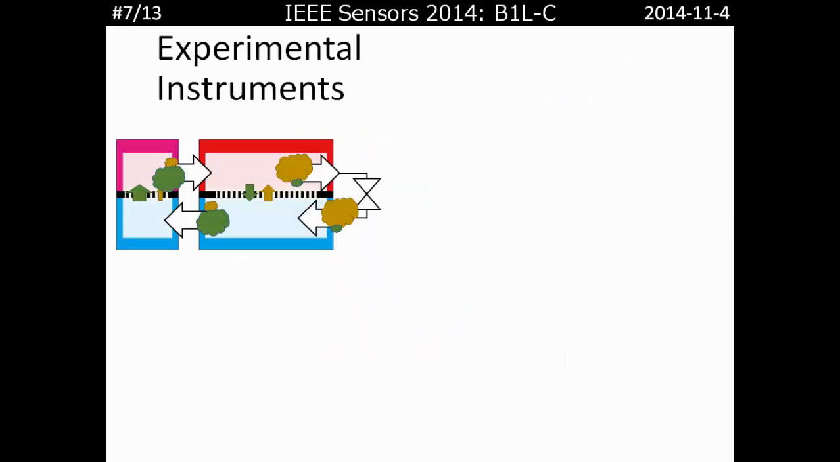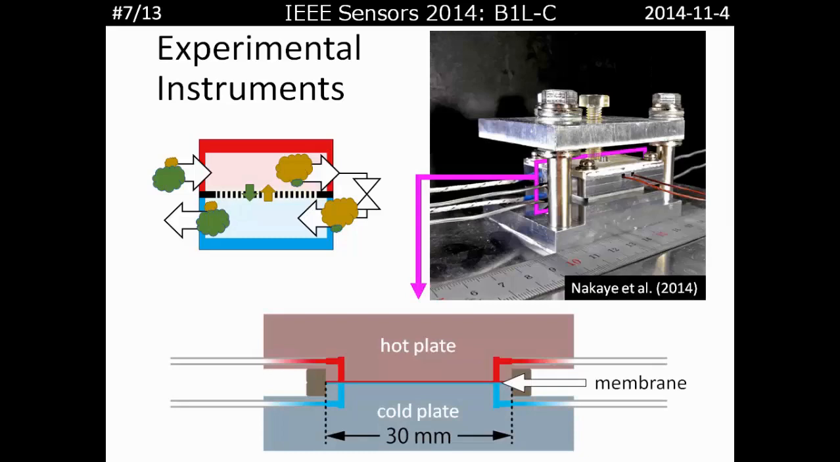Now, in order to show the feasibility of our device, we have fabricated the right half of the device. This is a photograph, and this is a cross-sectional illustration. A porous membrane is held between two aluminum plates. One is heated and the other is cool. The flow channels between the membrane and the plate are connected to the outside by these pipes. In the next slide, I show you the detailed structure between these plates.